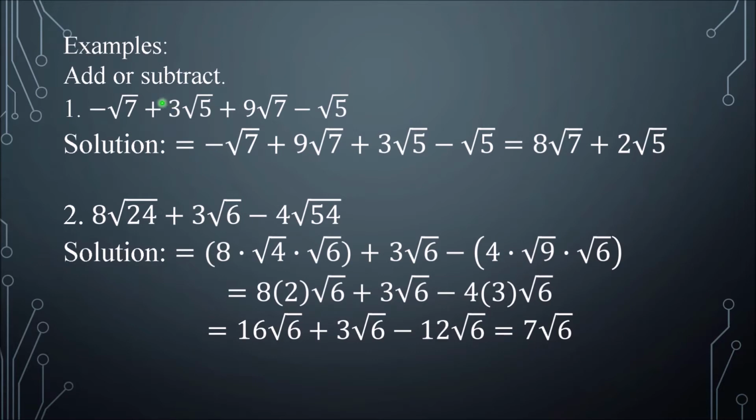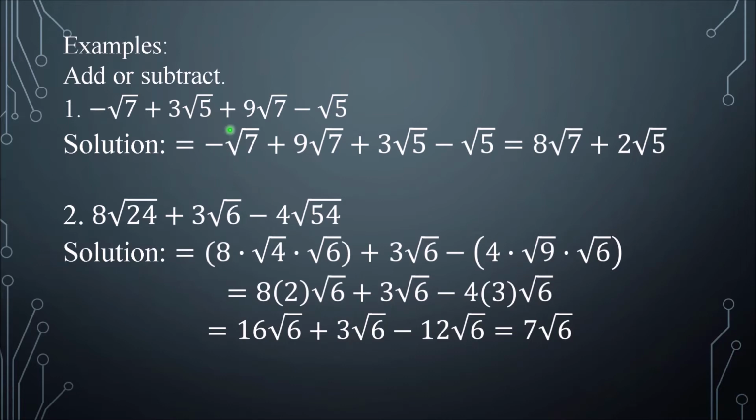Let's have examples. Number 1, negative square root of 7 plus 3 square root of 5 plus 9 square root of 7 minus square root of 5. We will combine similar terms: negative square root of 7 plus 9 square root of 7, and then 3 square root of 5 minus square root of 5. Negative square root of 7 plus 9 square root of 7 is 8 square root of 7. All you need to do is combine the coefficients.